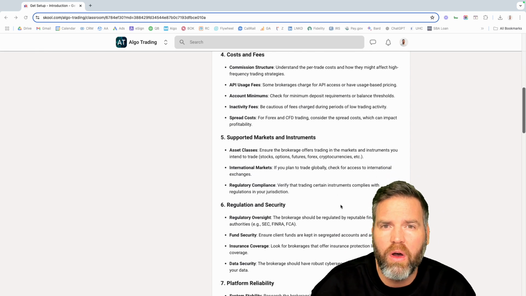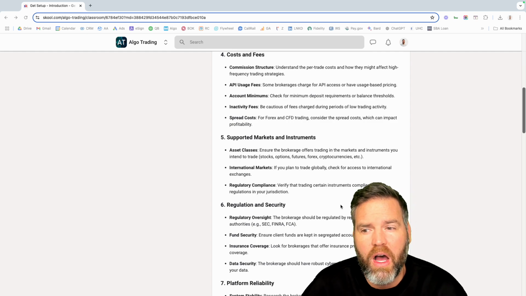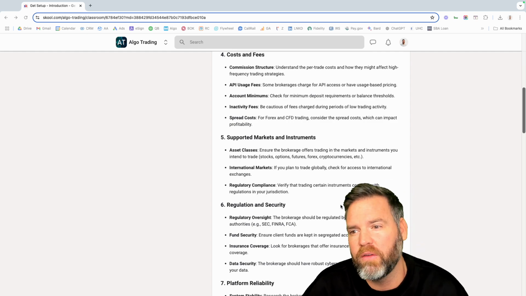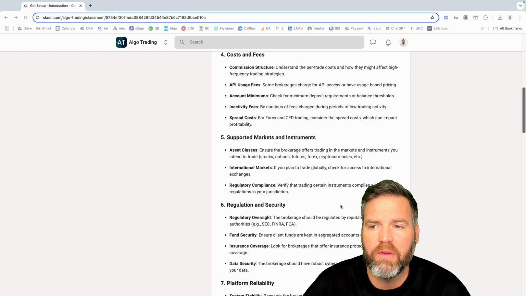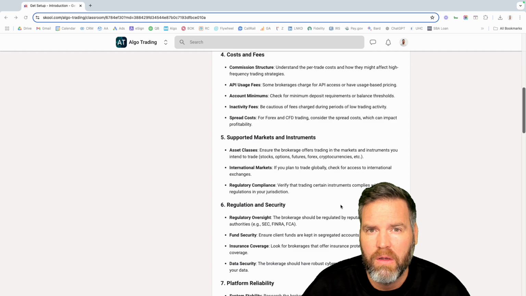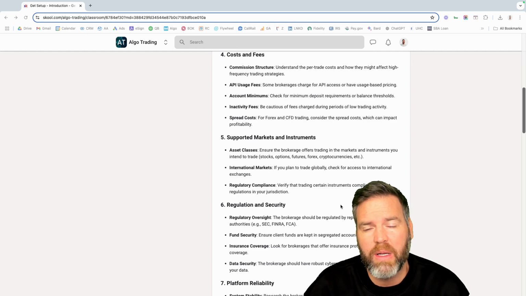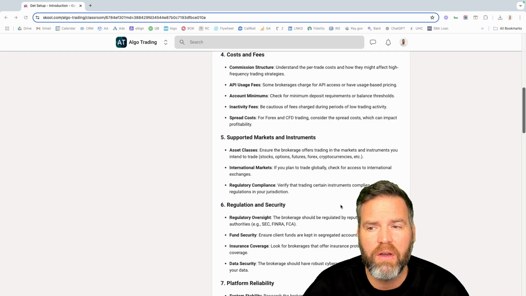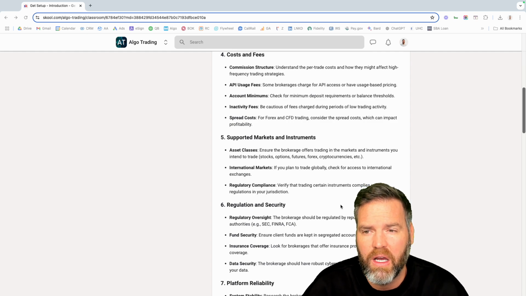Number 5 is supported markets and instruments. Obviously, it is important to know what your broker allows: stocks, options, Forex, cryptocurrency, and all the instruments around those asset classes. I personally trade stocks and options, looking into futures, but I don't trade Forex or cryptocurrencies. Also, for me, I do both long and short positions, and so sometimes with cryptocurrency, it isn't as easy to take a short position. You need different type of derivatives to do that.